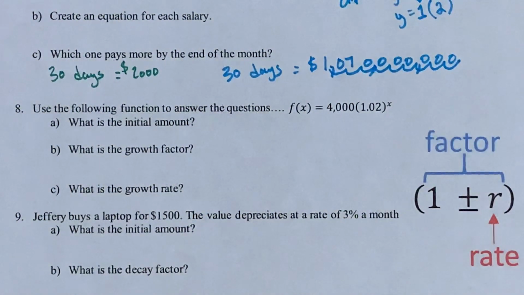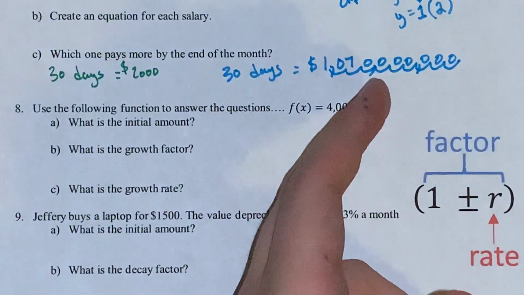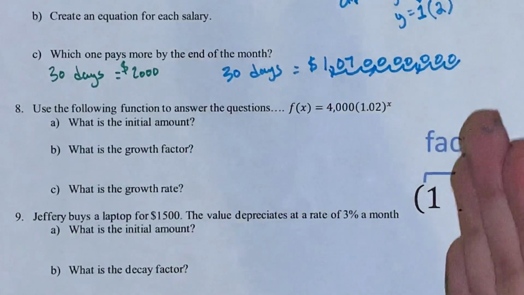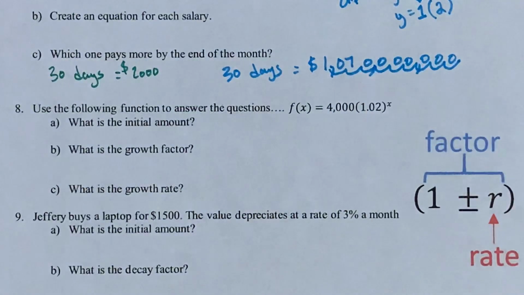All right, number 8, use the following function to answer the questions. F of x equals 4,000 times 1.02 raised to the x power. So x raised to the x power indicates that it is an exponential function. Here we're given a growth function because if b, or the factor, is bigger than 1, then you know it is growing. The initial amount is always the first term in an exponential function.